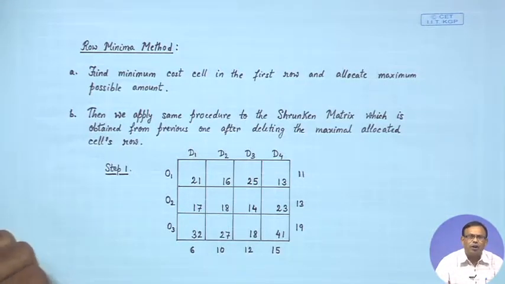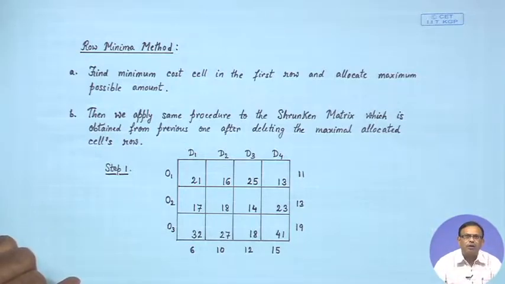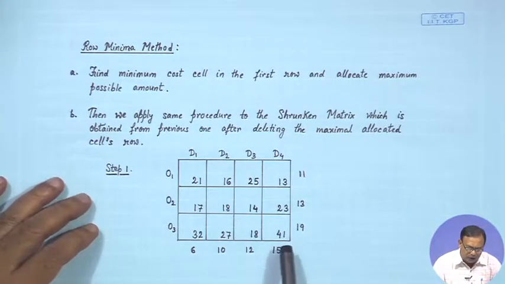So, this is again a simple form: you take the first row, choose the cell which has the minimum cost, and then allocate the maximum possible amount, that is the minimum of a i comma b j. Then you delete this particular row from the original table, get the shrunken matrix, and repeat the process for all of them.